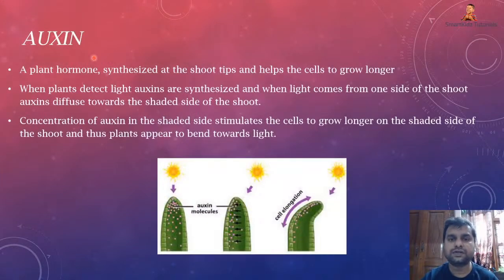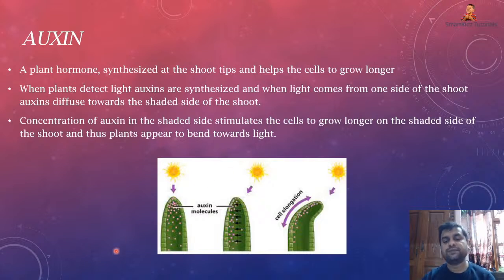First are the auxins. It's a plant hormone, that's why we're studying it under plants. Synthesized at the shoot tips, it helps the cells grow longer, so it helps in elongation of cells, the growing of the plant in other words. When plants detect light, auxins are synthesized, and when light comes from one side of the shoot, auxins diffuse towards the shaded side of the shoot. The concentration of auxin on the shaded side stimulates the cells to grow longer there, and thus plants appear to bend towards light.